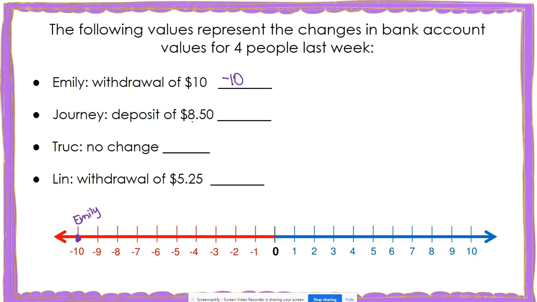Journey had a deposit of $8.50. I know that if we're depositing money, our bank account is increasing. So Journey's bank account will increase by $8.50. Now you'll notice that we don't have decimals on our number line, but it doesn't matter because we know that $8.50 would be located between 8 and 9 on our number line. So I would move right 8, and I know that it's going to be right here in between 8 and 9.